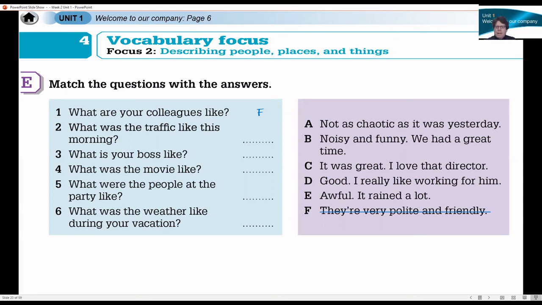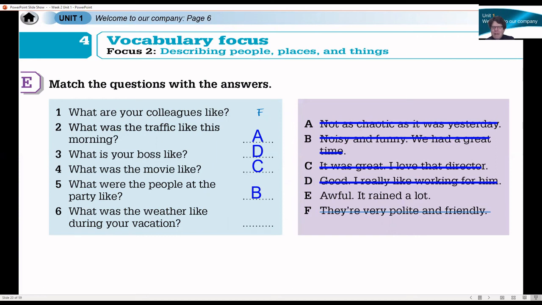Okay, welcome back. Here we go. So, what was the traffic like this morning? Not as chaotic as it was yesterday. What is your boss like? Good, I really like working for him. What was the movie like? It was great. I love that director. What were the people at the party like? Noisy and funny. We had a great time.